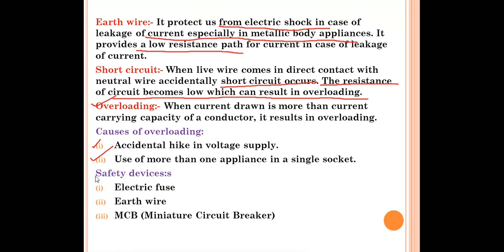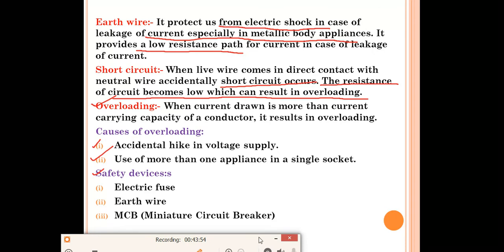Now, what are the safety devices? Electric fuse is one of the safety devices. Earth wire is also one of the safety devices, and MCB, miniature circuit breaker. These are the safety devices which we use in our homes. Electric fuse, earth wire, and MCB are the safety devices which we use in our homes.